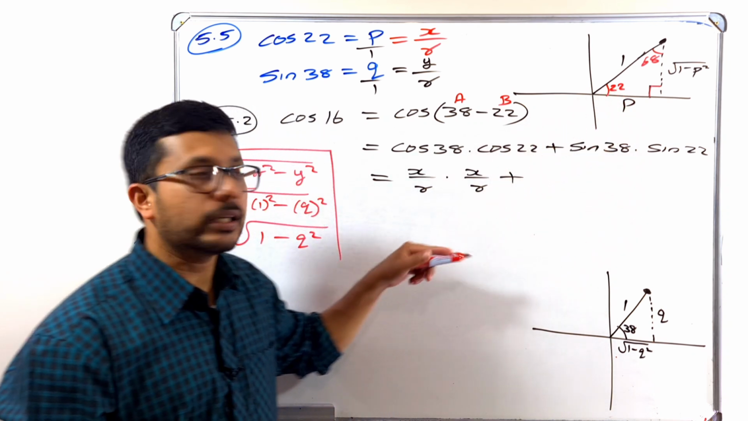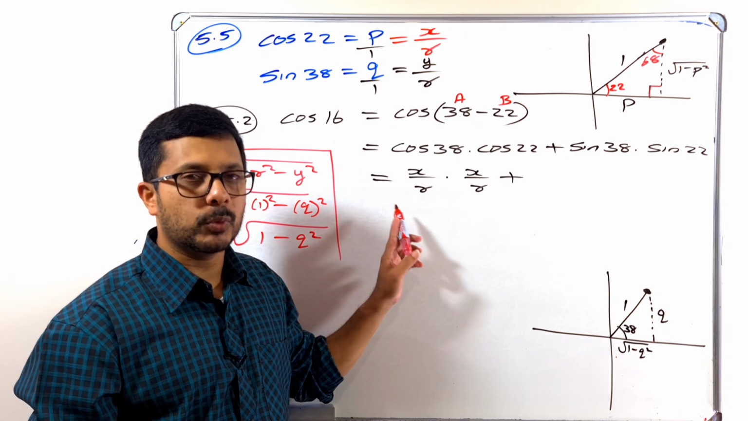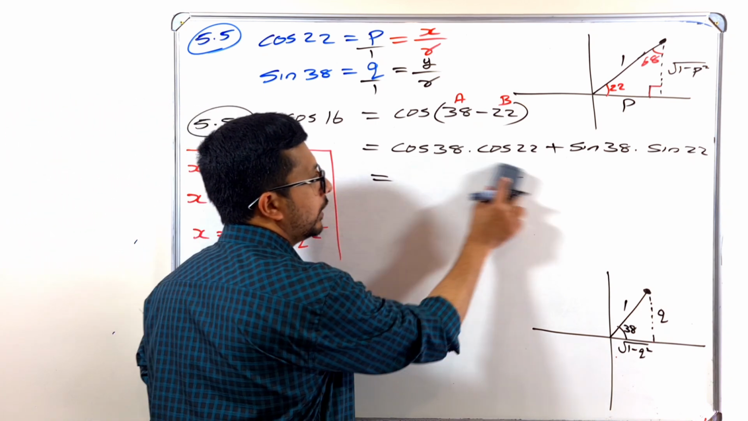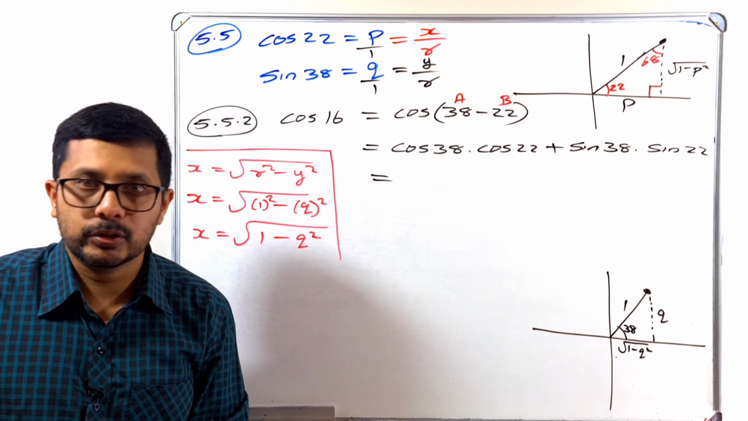So don't write x times x, x squared. Don't write it like that, because both are different. Let's avoid that mistake. I'm not going to write it like this here. Just from here we have to write the answer. Try to practice like that.